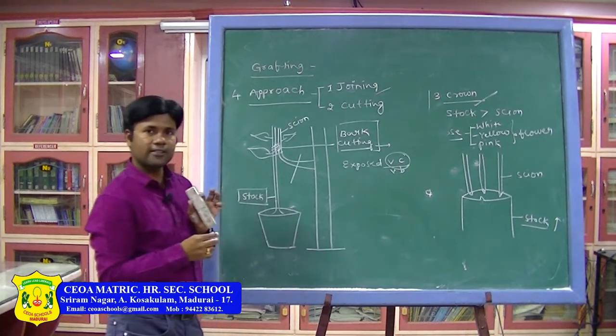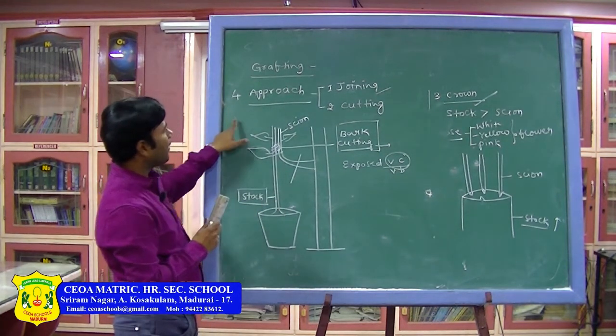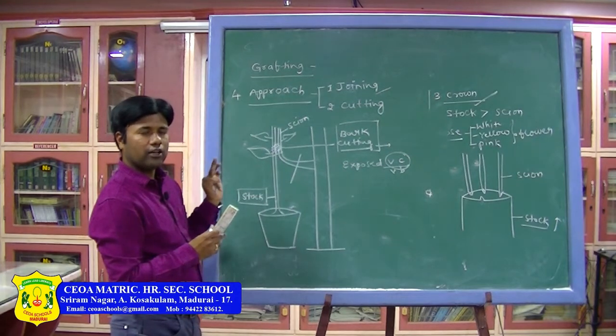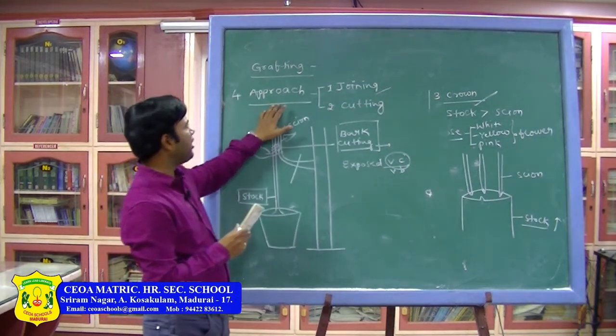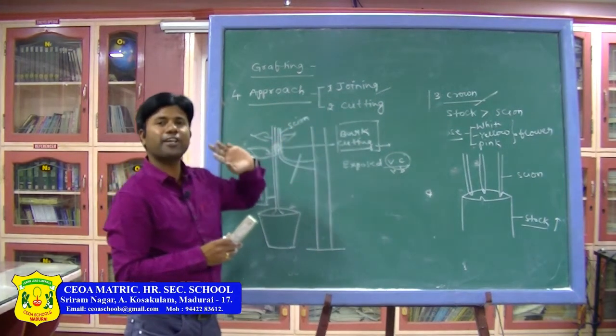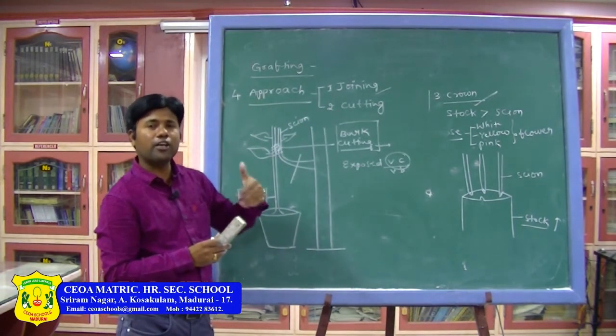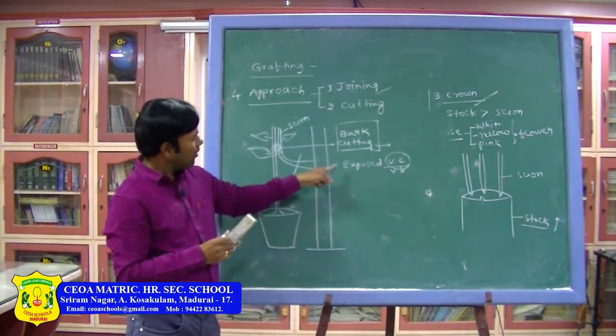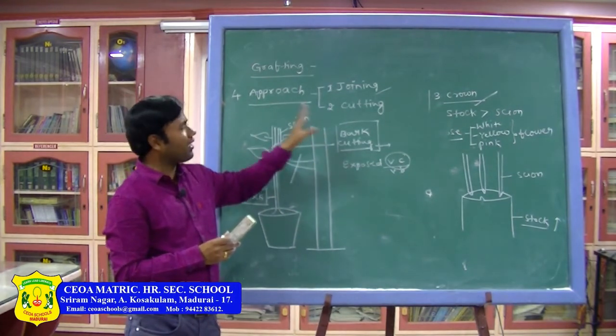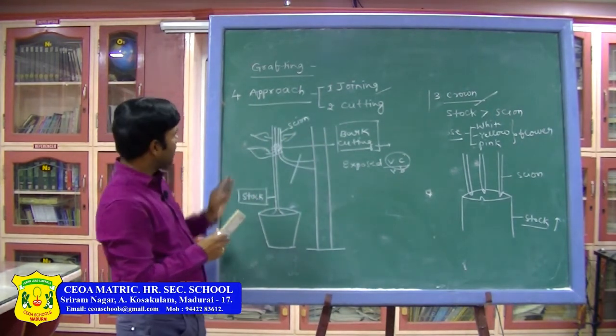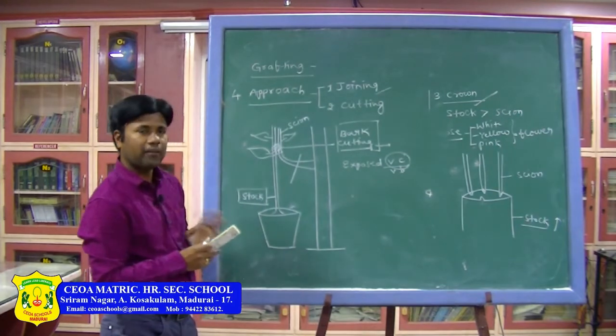This is the stalk. So this is about approach cutting. The question that will be given in approach cutting is what steps are involved. One is joining, another one is cutting. For what purpose are we cutting? In order to expose the vascular cambium, we are cutting this part. Okay, this is about approach cutting. Next one.